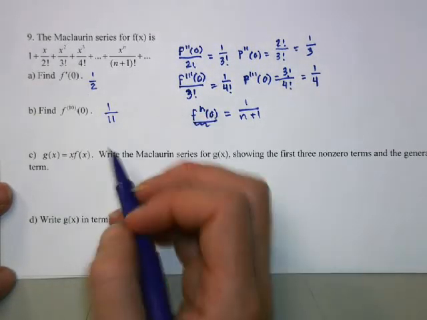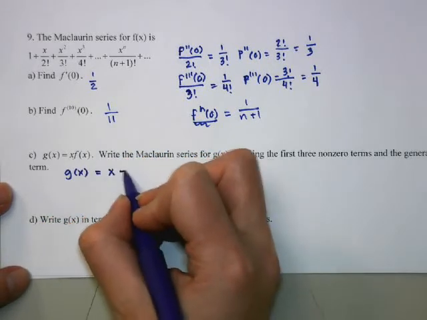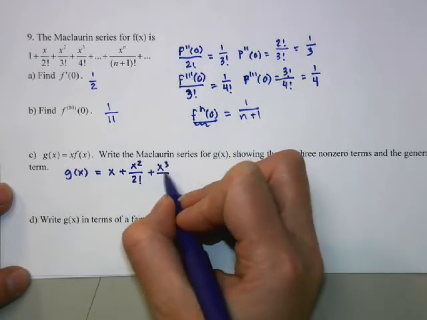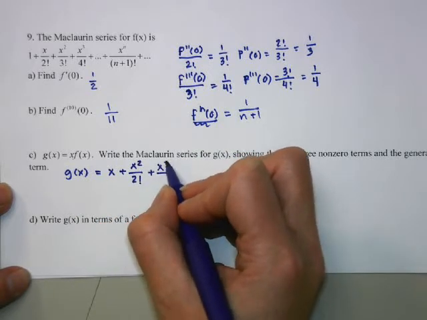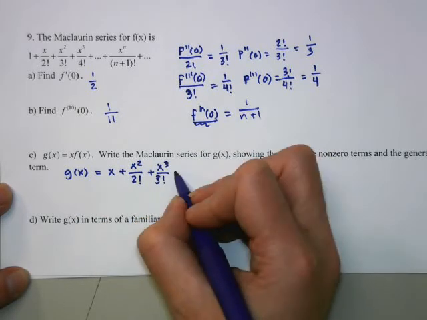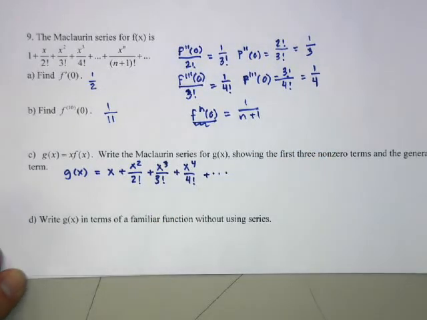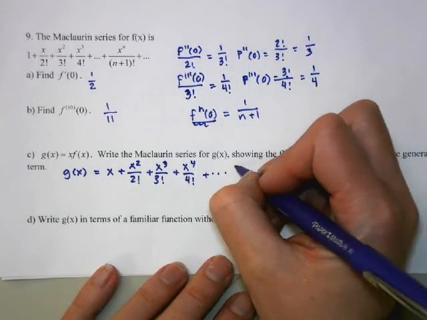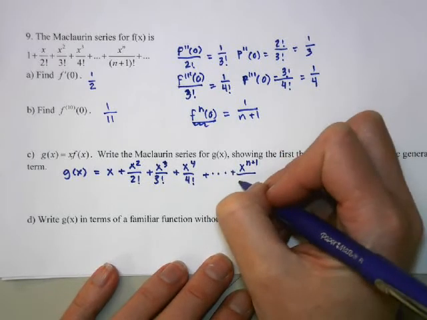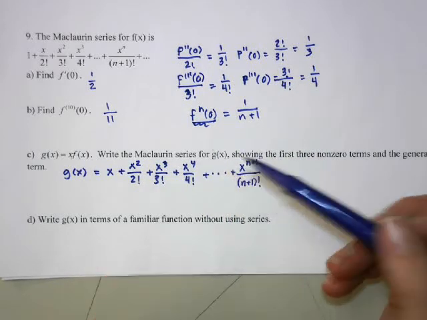Okay, so now we're going to multiply this series by x. So that will give me x plus x squared over 2 factorial plus x cubed over 3 factorial plus x to the 4th over 4 factorial. Okay, the general term here would be x to the n plus 1 over n plus 1 factorial if we're starting at 0.